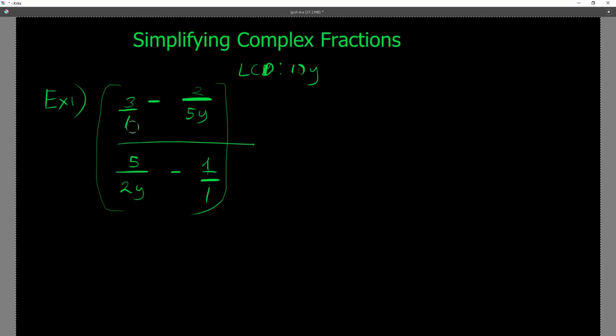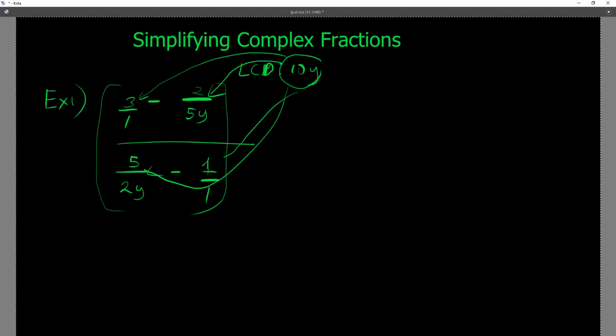This one, the 1 is covered. This one, the 5 and the y is covered. This one, the 2 and the y is covered. And this one, the 1 is covered. You see? So the LCD should be a multiple of all the denominators. If you take 5y times something, you should get that. This times something, you should get that, basically. Okay? And then I multiply the whole thing by that, which means I multiply each of them by that. So I multiply in here and I multiply in here basically.